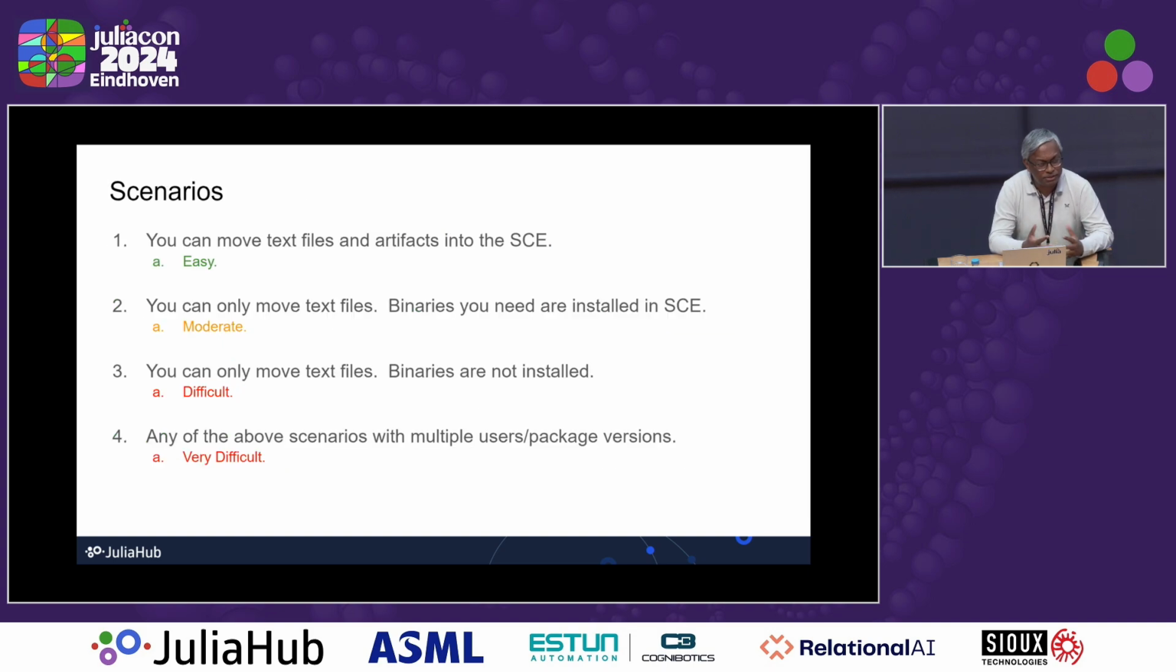So before talking about solutions, let's talk a little bit about the scenarios that are possible. The easiest one, which we will talk about most, is that you can move text files and artifacts into the secure code environment through some form of constrained file copy, essentially. There are other environments where you can only move text files and no binaries, and we'll talk a little bit about that. Sometimes binaries can be installed in the environment already. Sometimes binaries are not installed and you can't copy them. And that becomes very difficult.